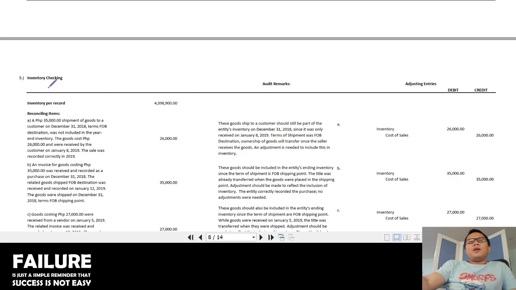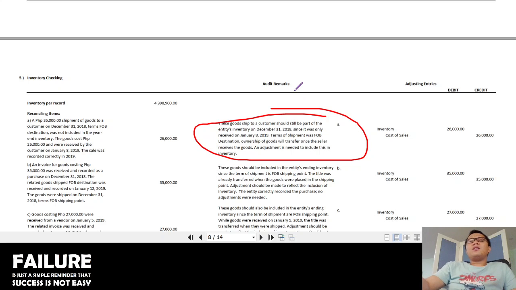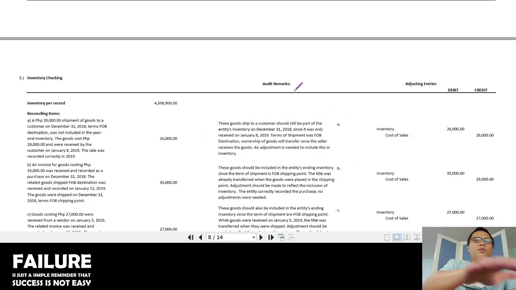So di ba, when we do inventory checking class, most of the time, cut-off test yung ginagawa natin. Okay? What we are trying to determine here is that tama ba na sinali yung inventory sa inventory per record, o tama ba na hindi sinali sa inventory per record, per unadjusted or per financial statement. Kumbaga, within the cut-off or chine-check natin dito is ano yung mga items na dapat natin tingnan within the cut-off period for inventory.